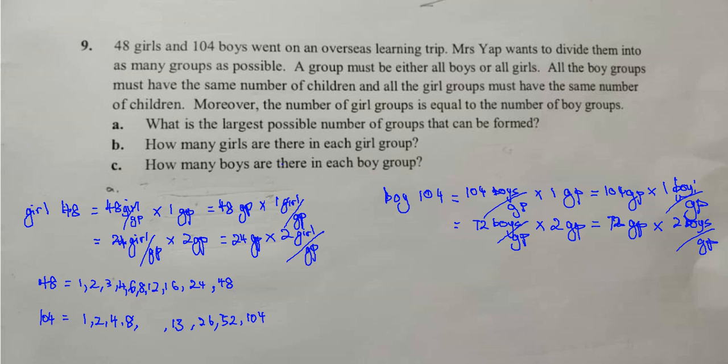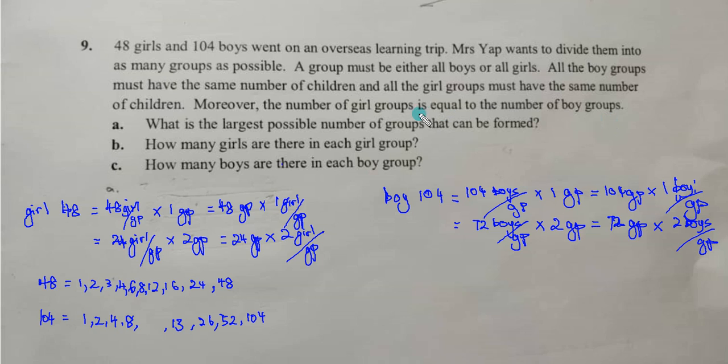Okay, this question is similar to the previous question that we encountered, the one regarding the orange sweet and the grape sweet. But in this question, they alter it slightly, in the sense that now they are looking for the number of girl groups to be equal to the number of boy groups. Okay.